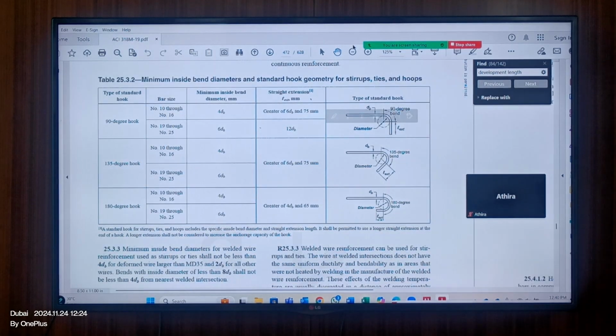If you are using straight, the L extension here, can you read it here? The standard hook for stirrups, ties, hoops includes the specific inside bend diameter and the straight extension length. It shall be permitted to use a longer straight extension at the end of the hook. The longer extension of this L extension shall not be considered to increase the anchorage capacity of the hook. You're getting my point, what I'm trying to say.